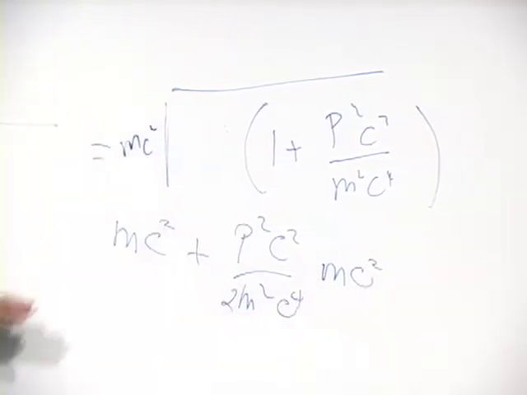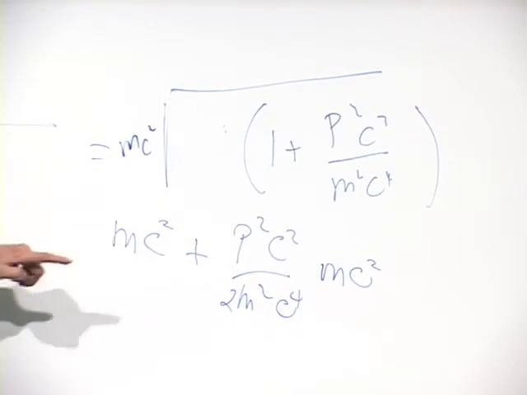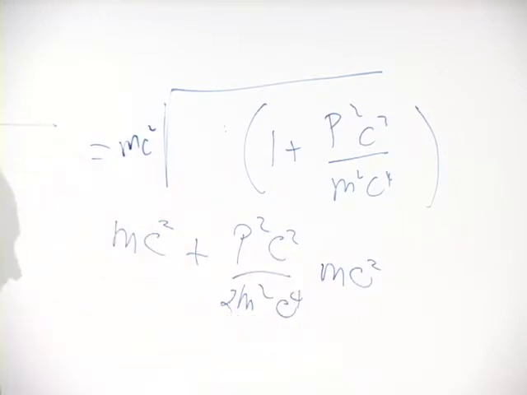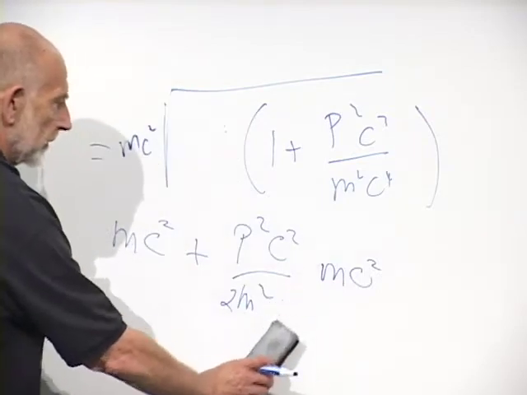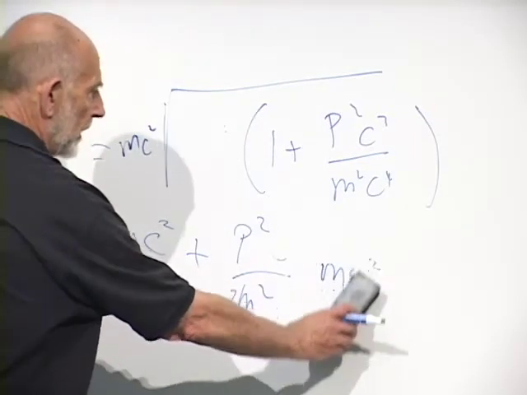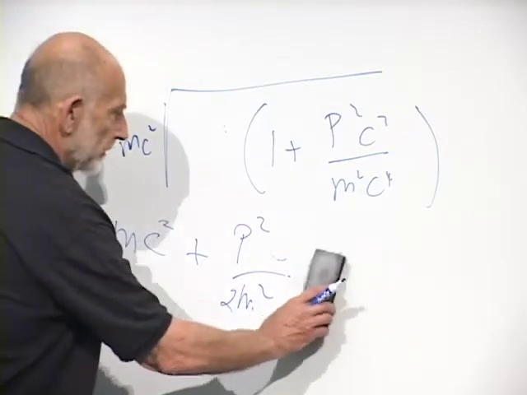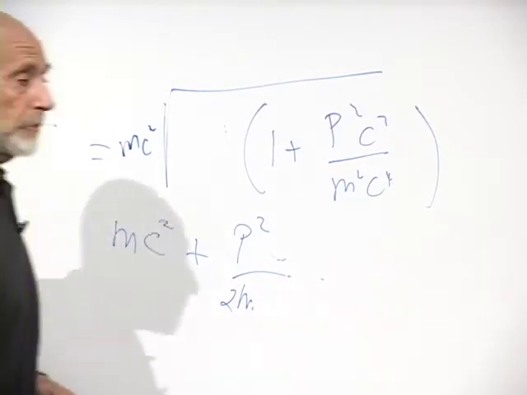Okay, so let's see what cancels. Mc squared, that's familiar. That's the relativistic rest energy. But this here has 4 powers of c in the numerator, 4 powers of c in the denominator. C goes away. It has 1 power of m in the numerator, 2 powers of m in the denominator. Cancel them. And you get the good old non-relativistic formula. But it's an approximation.